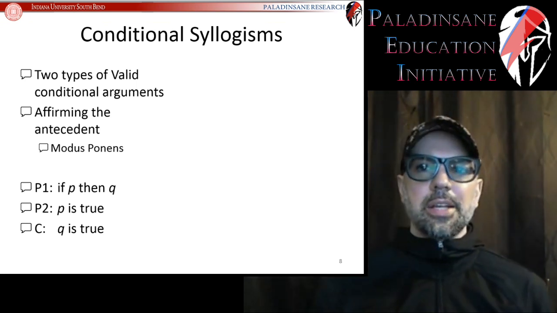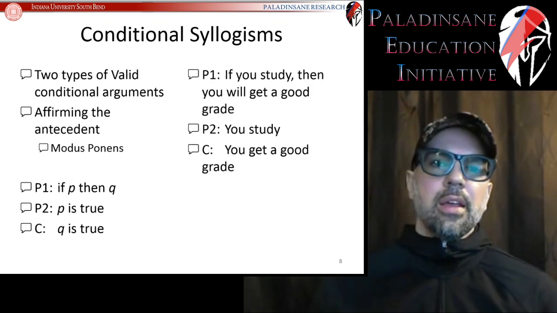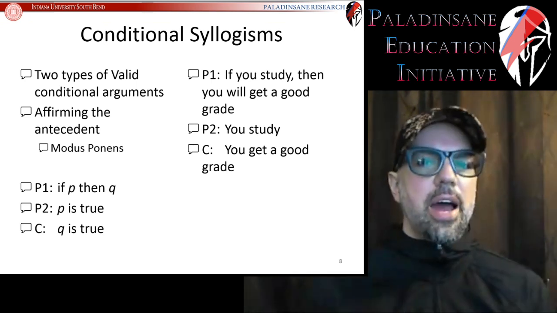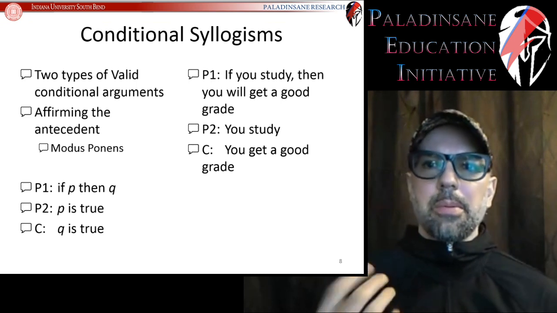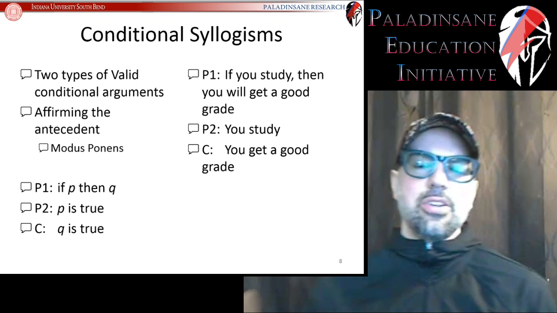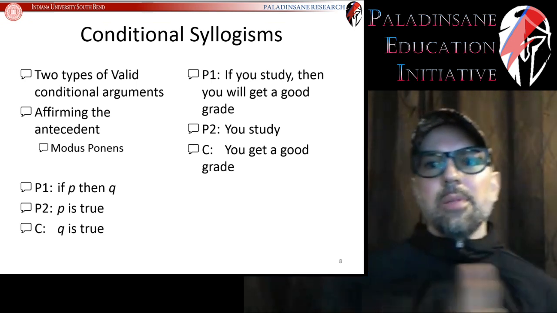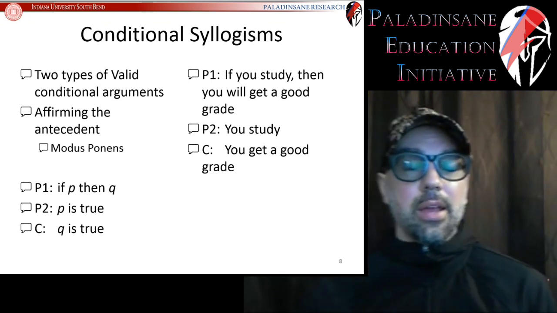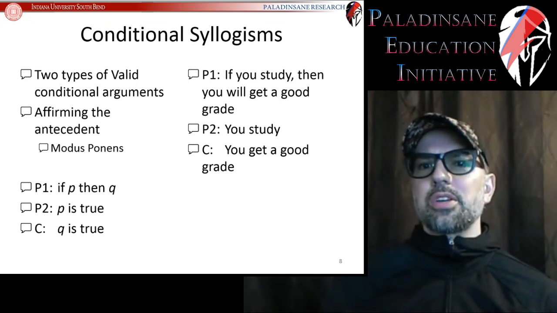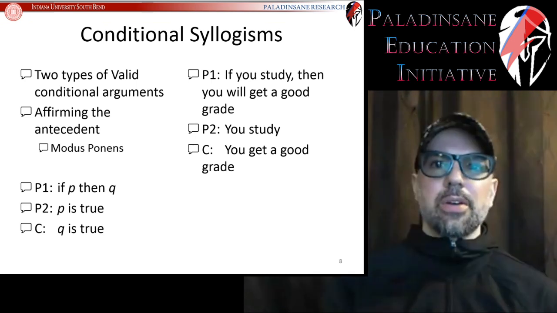Let's put a little context on it. So premise number one, if you study, then you will get a good grade. Now, if you're a critical thinker, you have probably already objected in your mind to premise number one. You have probably already thought to yourself, whoa. There are so many examples of where you can study and you don't get a good grade. Like maybe you study and the exam was just way too difficult. Maybe you study, but you studied the wrong thing. Maybe you studied, but then you didn't get a good night's sleep. There are so many ways that premise number one could be false. And that's true. And that's a good way to think about it if we were doing critical thinking.